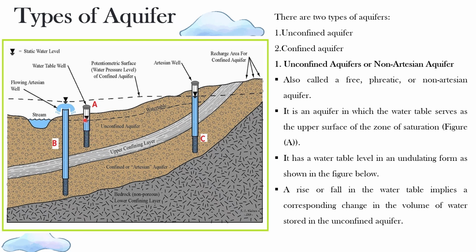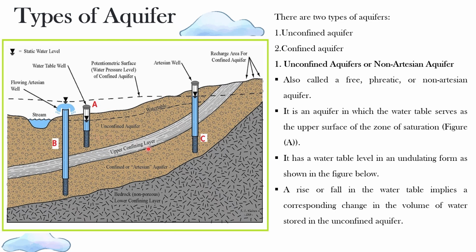These aquifers occur very close to the ground surface because they directly receive recharge from rainfall and from streams or rivers. They are highly responsive to seasonal changes. So when the water table rises, the aquifer stores more water. When it drops, the storage decreases.